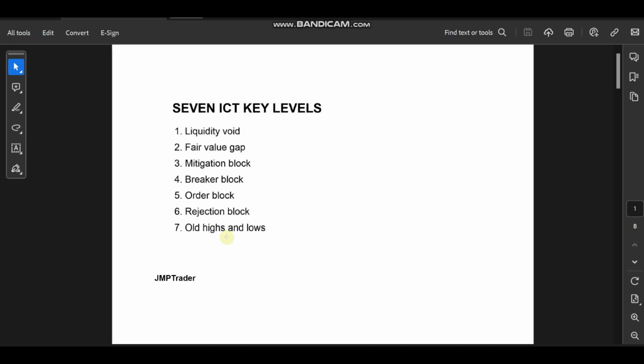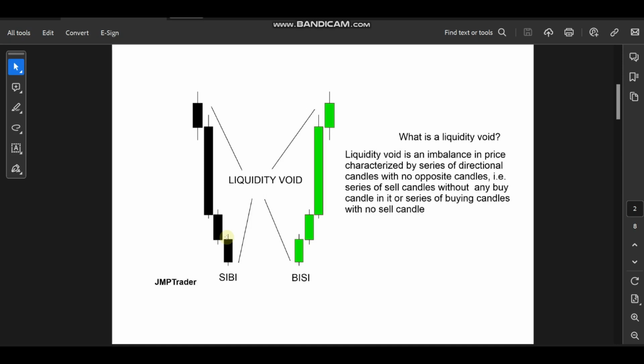So the first key level we are treating here today is liquidity void. So what is a liquidity void? A liquidity void is an imbalance in price characterized by a series of directional candles with no opposite candles. That is, a series of sell candles without any buy candle in it, or a series of buy candles with no sell candle in it.